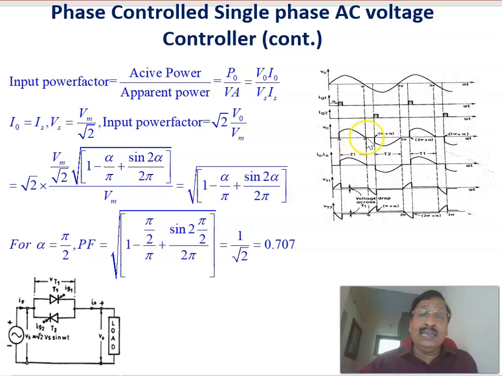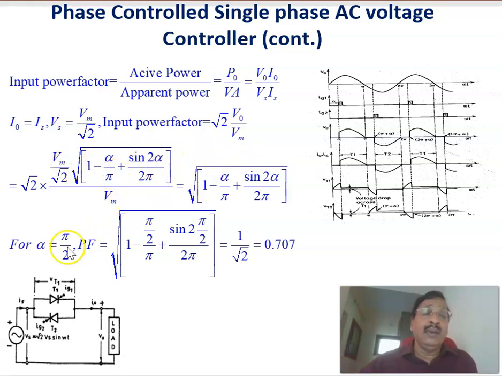Or if alpha is more here, power factor gets reduced. Anyway, as the firing or the phase angle changes, of course, the magnitude of the RMS value of the output voltage changes as per this equation. As per the equation we have already derived, the RMS value of the output voltage is changing.